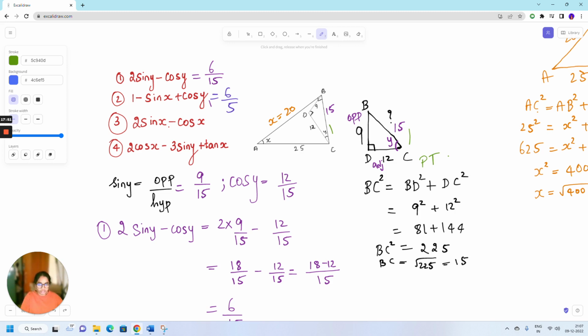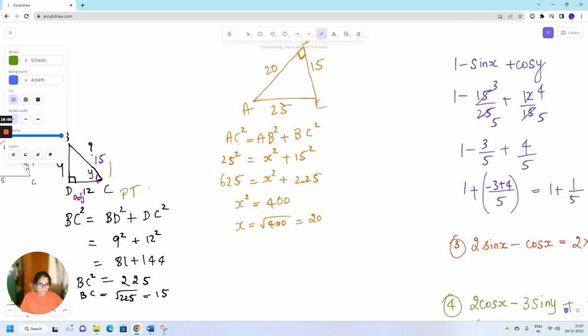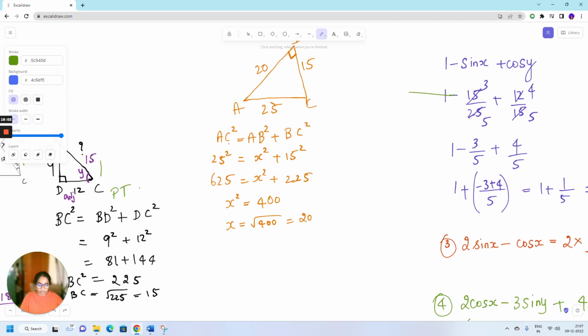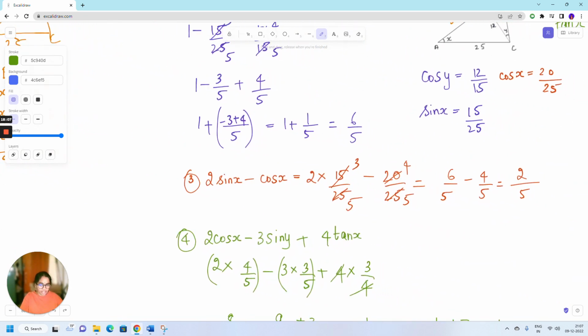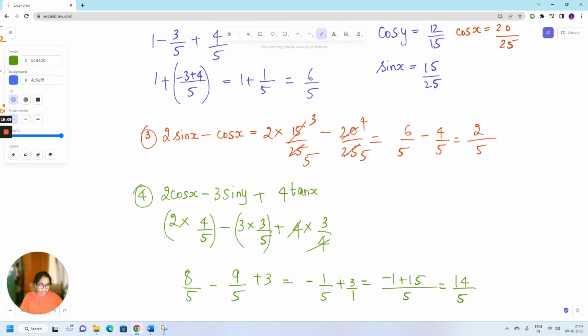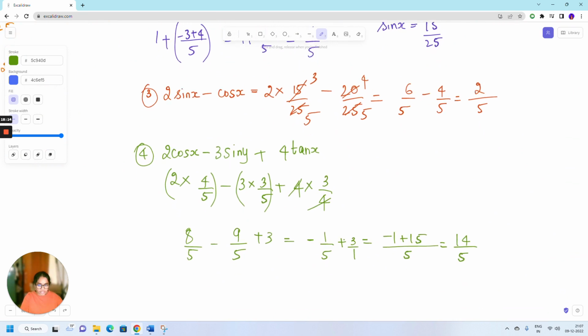Now, the third question was 2 sin x minus cos x. What was 2 sin x minus cos x? We used for sin x, that is opposite by hypotenuse, and cos x is adjacent by hypotenuse, and we arrived at 2 divided by 5. And the fourth one, as you can see, it is 2 cos x minus 3 sin y plus tan x. We just substituted the values and we got 14 by 5.